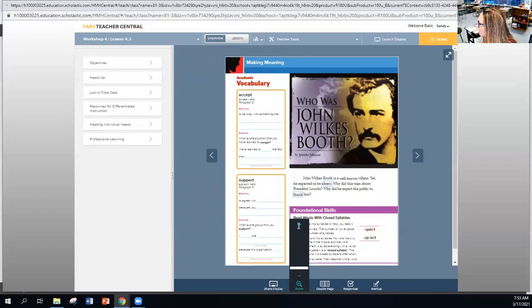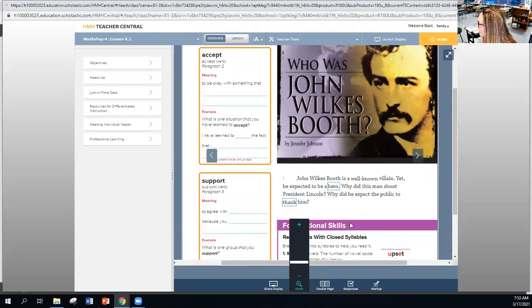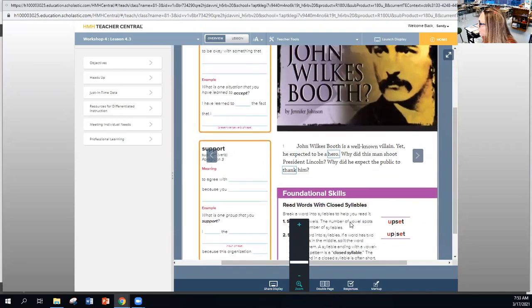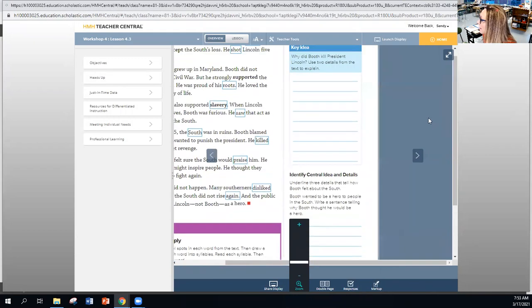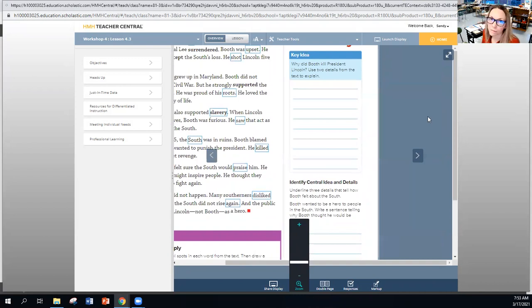So I have this in front of you. Okay, I'll zoom in as much as I can. So I'll read both pages and then we'll talk about the key idea and details on the second page. Actually, we'll talk about that now because I want you to think about it. So as I'm reading this, I want you to think about the key idea of the text. Think about this question. Why did Booth kill President Lincoln?